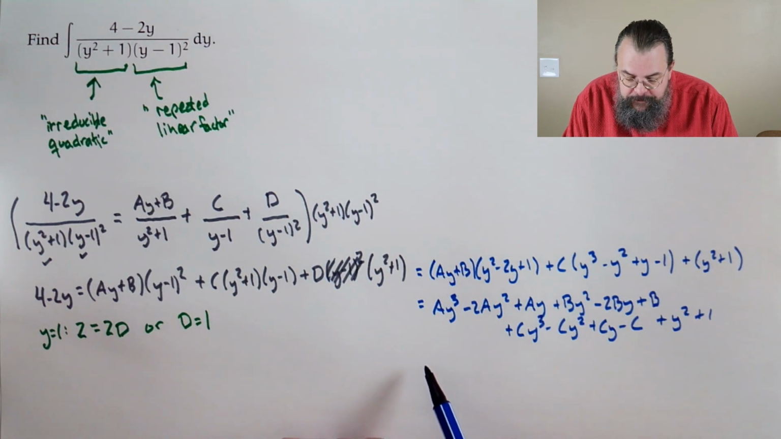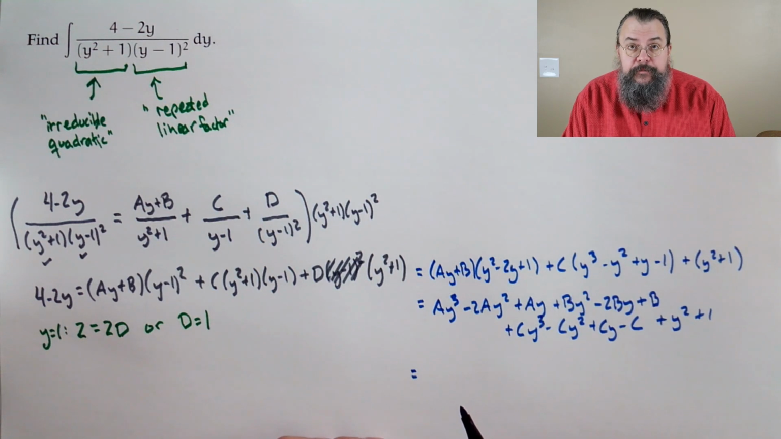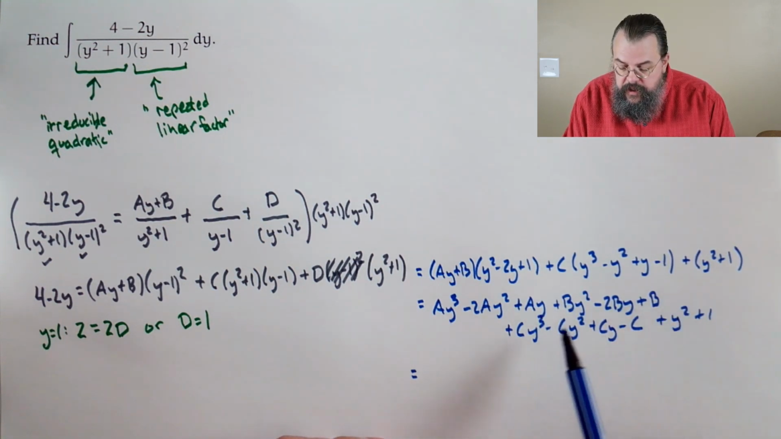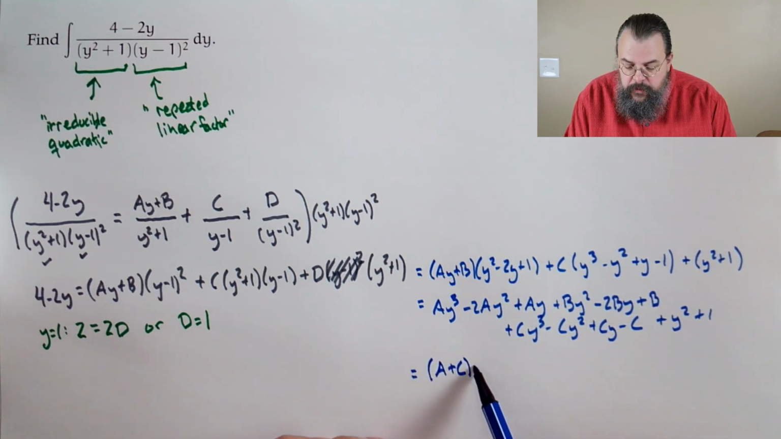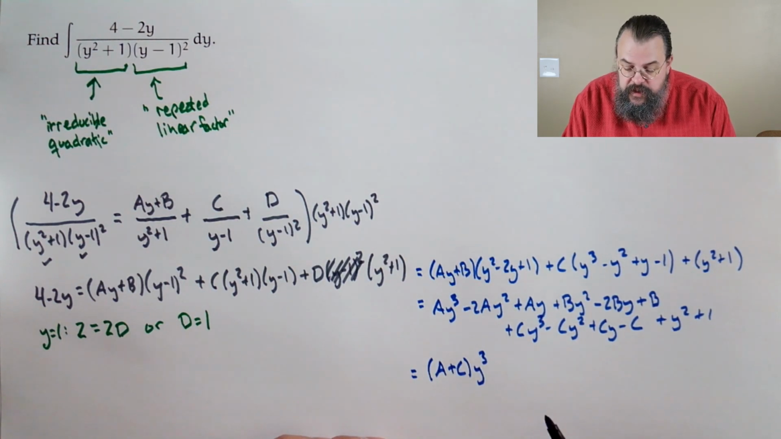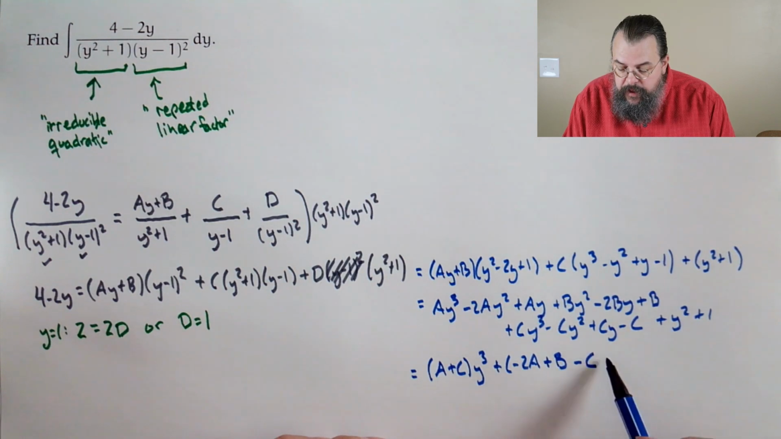Okay, well, what do we get? Well, let's group our terms. How about the cube terms? Well, we have an a y cubed and a cy cubed. So we're going to get a plus c y cubed. All right, how about the squares? Okay, so we have a minus 2a. We have a plus b. We have a minus c. And a plus 1.